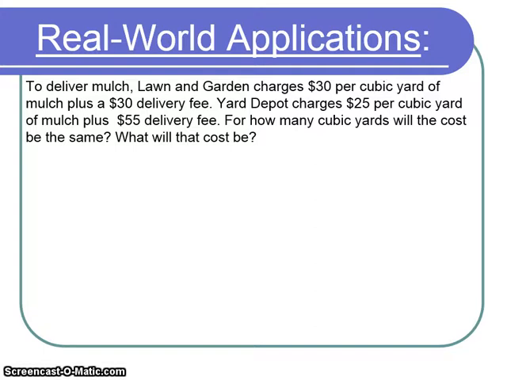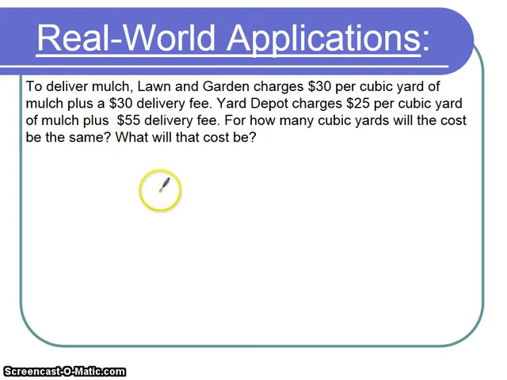in the previous part. The first situation reads, to deliver mulch, Lawn and Garden charges $30 per cubic yard of mulch plus a $30 delivery fee. Yard Depot charges $25 per cubic yard of mulch plus a $55 delivery fee. For how many cubic yards will the cost be the same? What will that cost be?